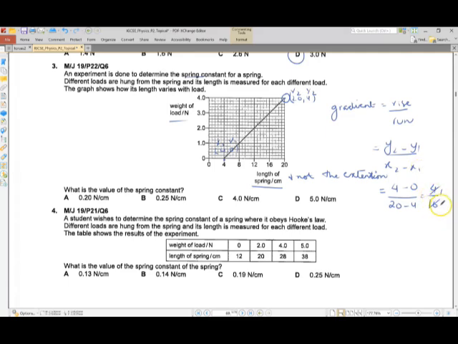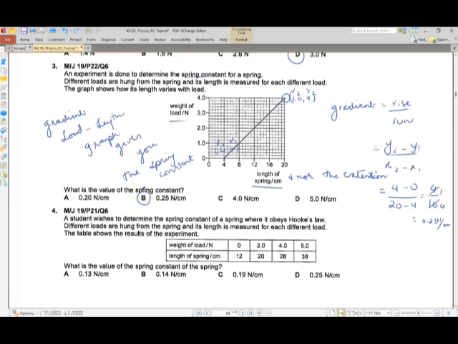So 0.25 newton per centimeter is going to be the answer. So the gradient in a load-length graph gives you the spring constant. Alright, just remember this. Okay, so B is going to be our correct answer.